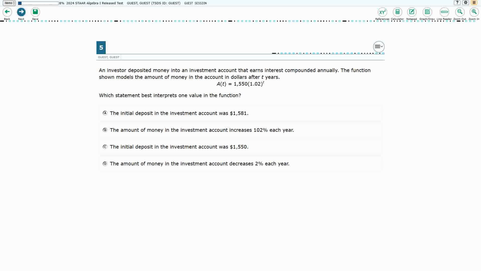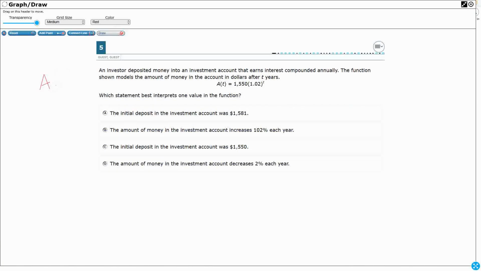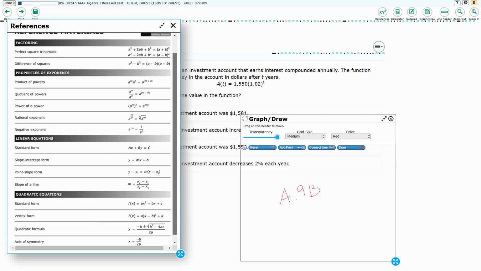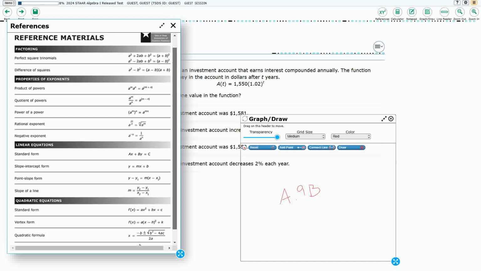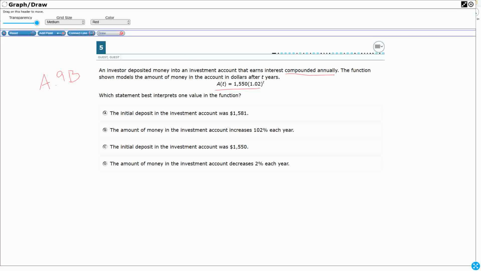Next, for number 5, we are interpreting exponential functions. This is 8.9b. And we've got a problem situation here, and they actually give us this function. They give it to us. So hopefully we recognize this, compounded annually. And so this is compound interest. So let's see, do we have anything here for compounding interest? And you'll notice we have quadratics, we have linears, we have powers of exponents. We don't have anything on that, and that's because we've introduced compound interest for several years. So at this point, we're expecting students to know what the formula is.